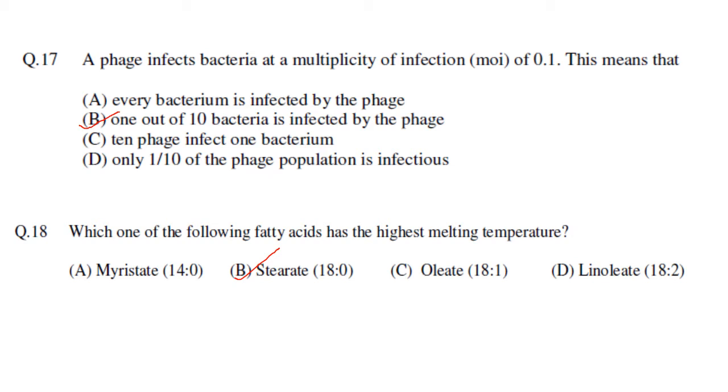Next one, which of the following fatty acids has the highest melting temperature? The one with the longer carbon chain and no unsaturation will have the highest melting temperature. Myristate is 14, stearate is 18 but no double bonds. Since stearate has longer carbon chain length than myristate, answer will be option B. The other two have double bonds in their structure.